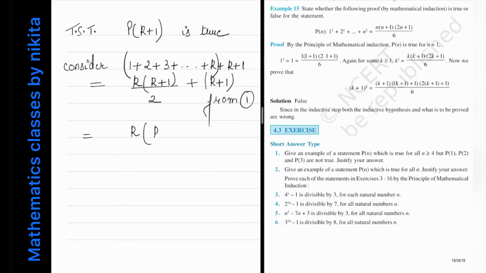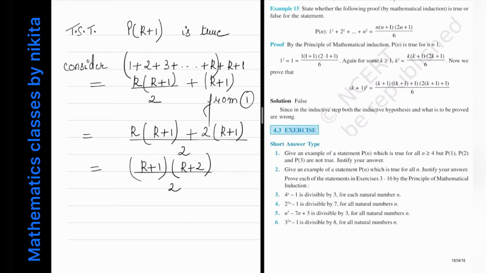k into k plus 1 plus twice of k plus 1 whole divided by 2, which is equal to k plus 1 (take common). What will you be left with? k plus 2 divided by 2. This is what you had to prove.